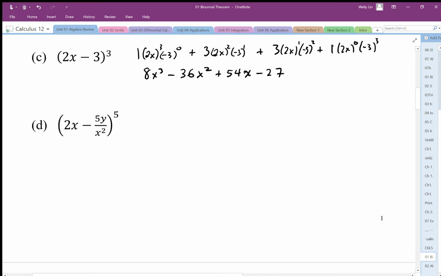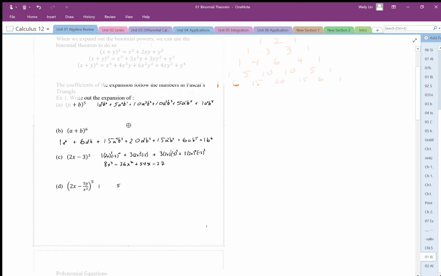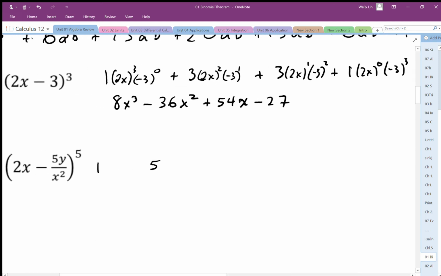So same thing here. This one here, I'm going to write my coefficients for row 5. So 1, 5. I forget what this was again. 1, 5, 10, 10. Right? 1, 5, 10, 10, 5, 1. So 1, 5, 10, 10, 5, 1.